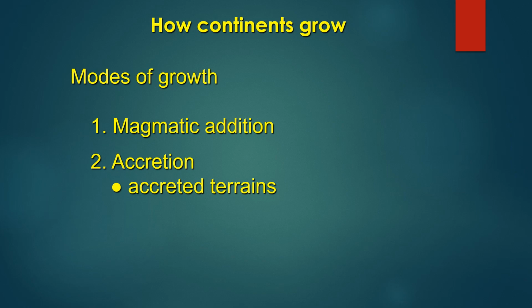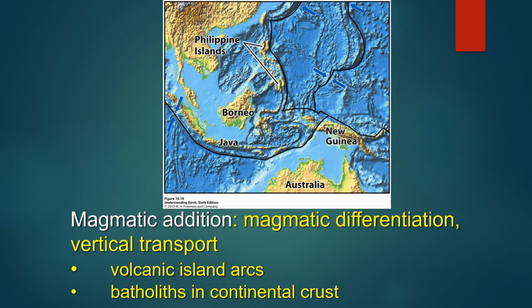There are two proposed mechanisms that explain how continents grew. The first is the magmatic addition. The subduction zone is where oceanic crust subducts underneath another plate, which can be continental crust or oceanic crust.